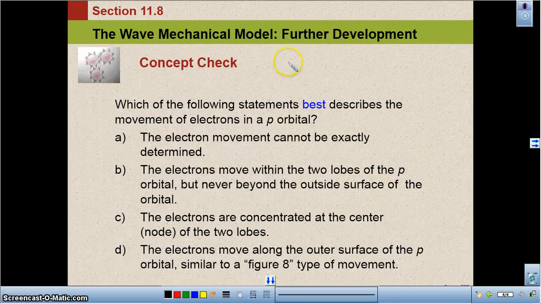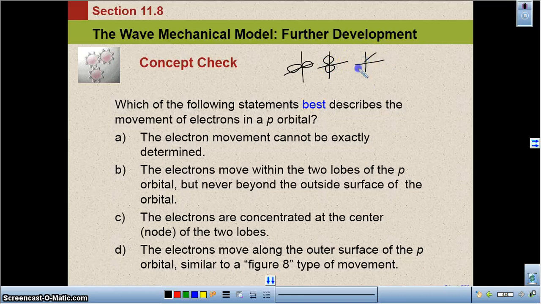Just to refresh your memory, the p orbitals are the ones that look like dumbbells, and we have them on all 3 of the axes, including the z-axis. Okay, so that's what we're talking about. Which one of these makes the most sense? Remember, those probability regions are just that, regions of probability.